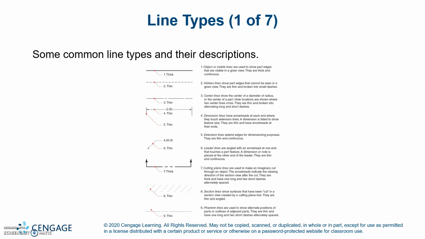Number 7, cutting plane lines are used to make an imaginary cut through an object. The arrowheads indicate the viewing direction of the section view after the cut. They are thick and have 1 long and 2 short dashes alternately spaced. Section lines, number 8, show surfaces that have been cut in a section view, created by a cutting plane line. They are thin and angled. And number 9, phantom lines are used to show alternate positions of parts or outlines of adjacent parts. They are thin and have 1 long and 2 short dashes alternately spaced.